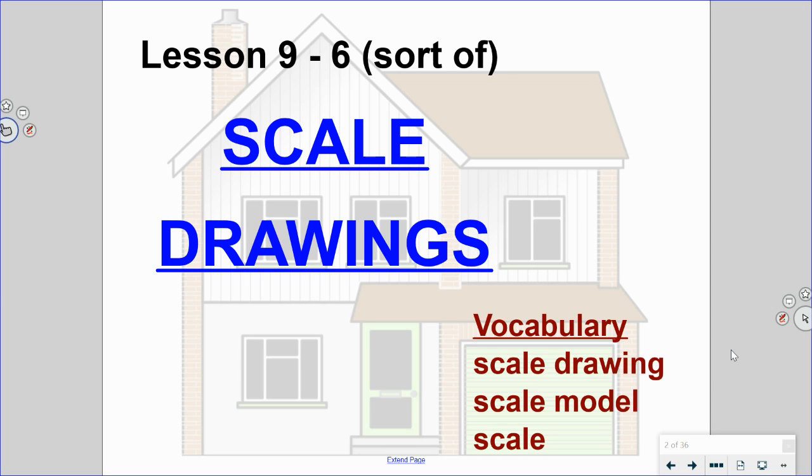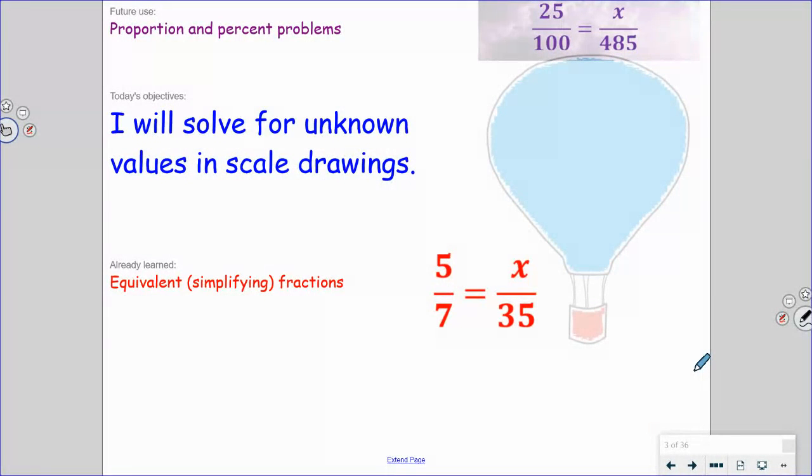And welcome all to Chapter 9. It's kind of sort of a little bit Lesson 6 called Scale Drawings. You should focus on vocabulary for the day: scale drawings, scale models, scale factors, and of course, scale. So the focus for this particular lesson is to solve for unknown values.